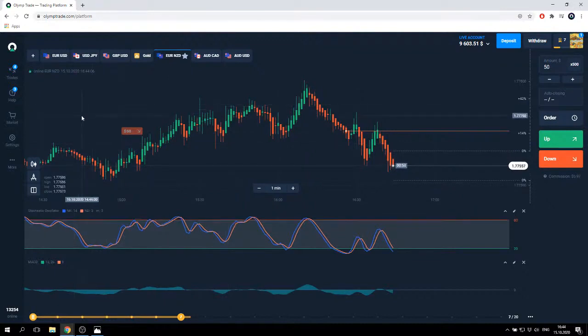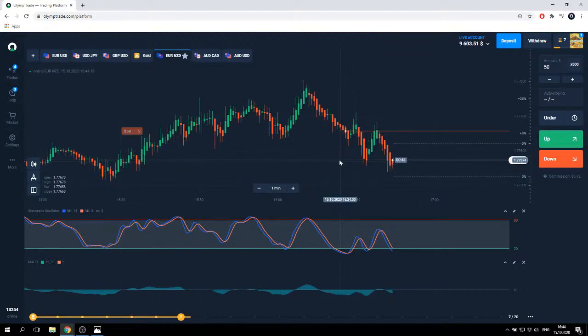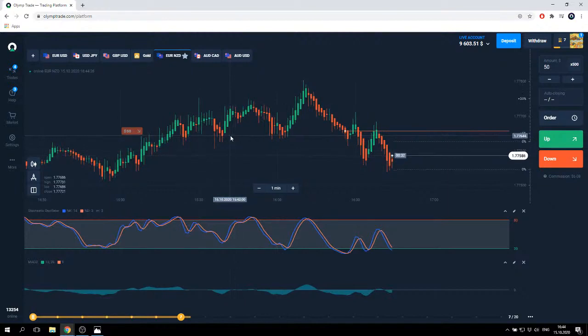So guys, now we are going to understand the Rodeo strategies. In the Rodeo strategies, we have 3 indicators: stochastic, MACD, and we are using the Heikin Ashi chart, right? What time frame am I using? I'm using the 1 minute time frame.